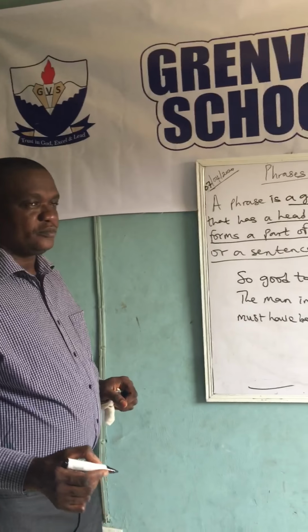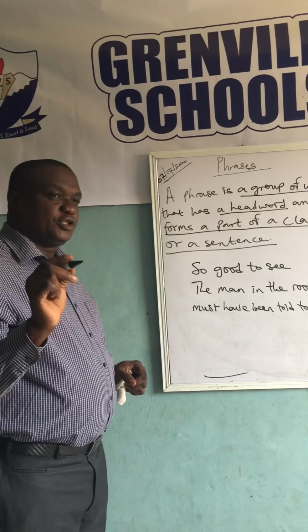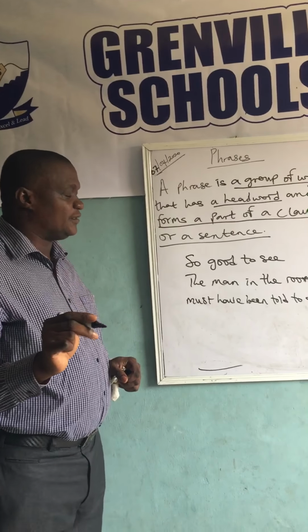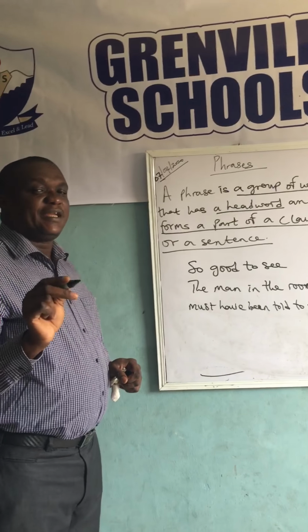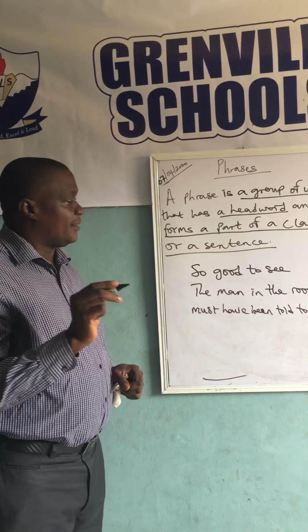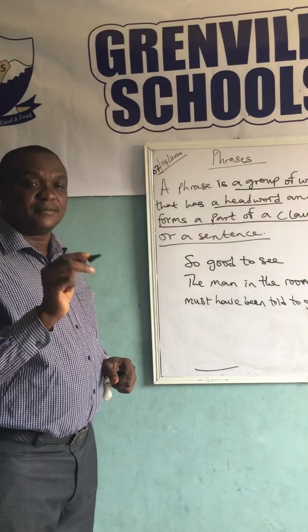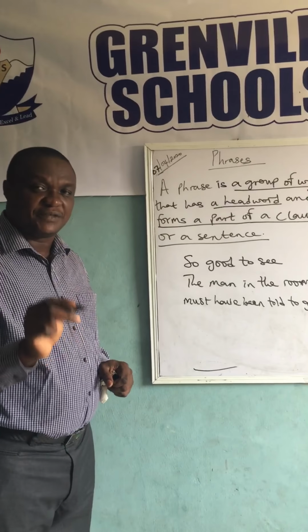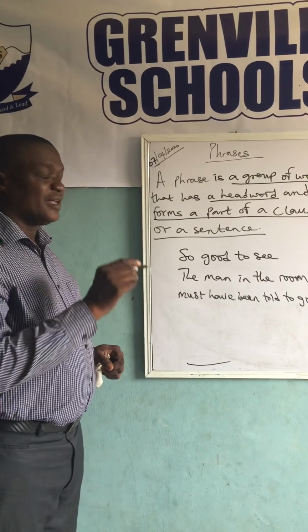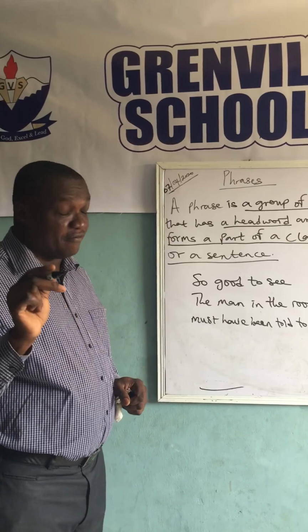Now, at the beginning of this lesson, I told you I'm going to show you a very easy way to identify phrases in English. What I'm saying in essence is that if the headword in a phrase is an adjective, that phrase becomes an adjective phrase. If the headword is a noun, it becomes a noun phrase. And if it's an adverb, it becomes an adverb phrase. If it's a verb, it becomes a verb phrase.